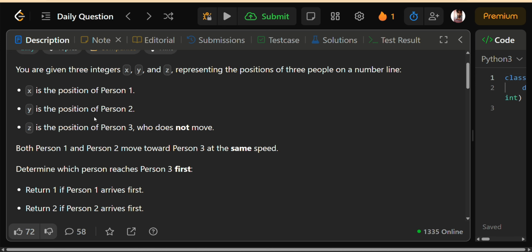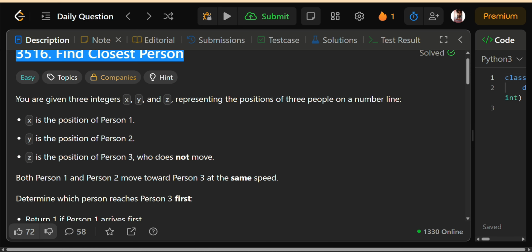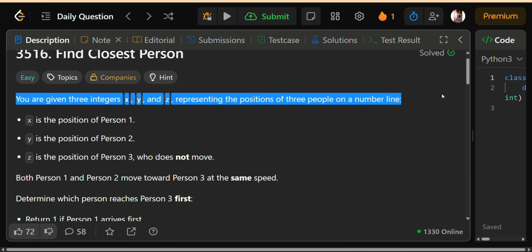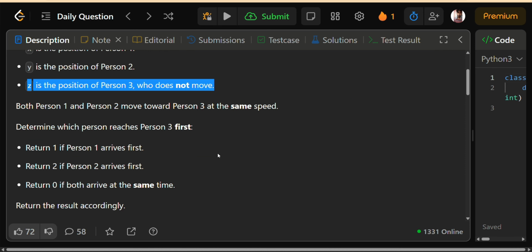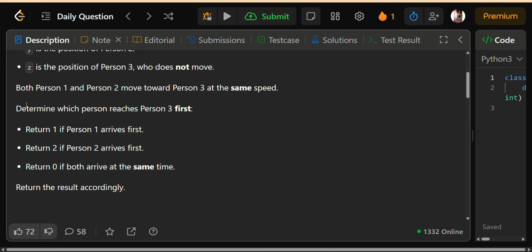The problem statement is straightforward but interesting. Imagine three people standing on a number line. Person 1 is at position X. Person 2 is at position Y. And person 3 is fixed at position Z, and does not move at all. Now, both person 1 and person 2 start moving towards person 3 at exactly the same speed. Our task is to determine who will reach person 3 first.